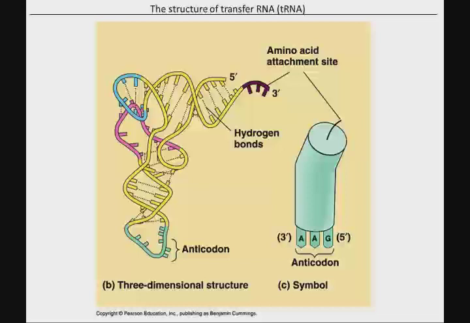Therefore, there must be at least as many different tRNAs in a cell as there are codons. And we've already talked about the fact that if you have 4 different letters, you can combine them into combinations of 3, 64 different ways. Now, there aren't quite that many tRNAs in a cell, but you can think of it that way because for every codon, there is an anticodon complement.